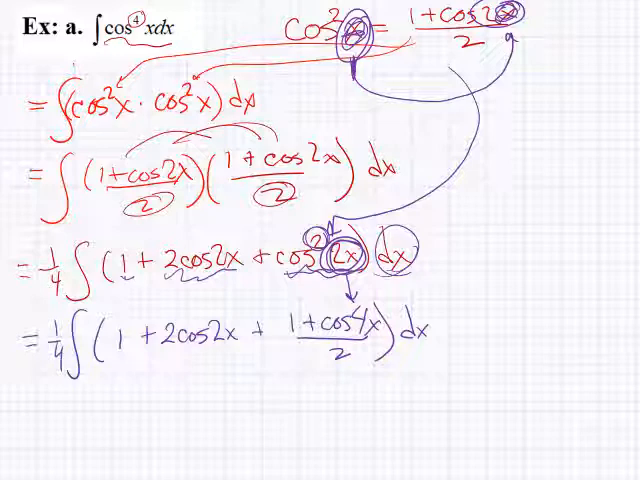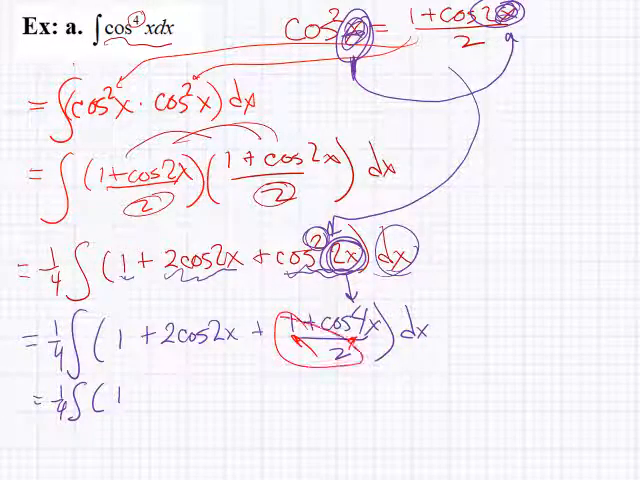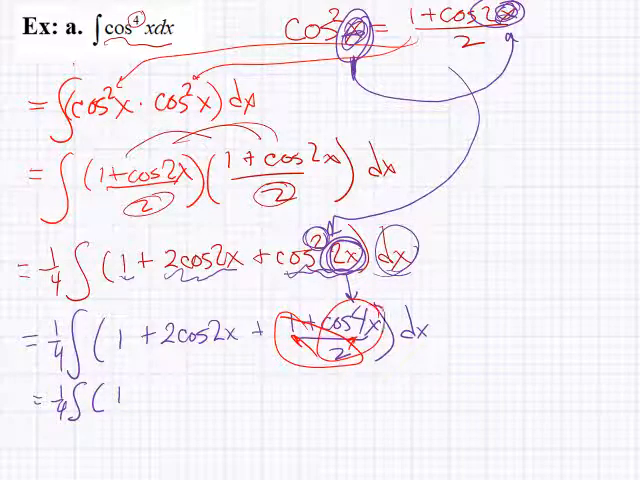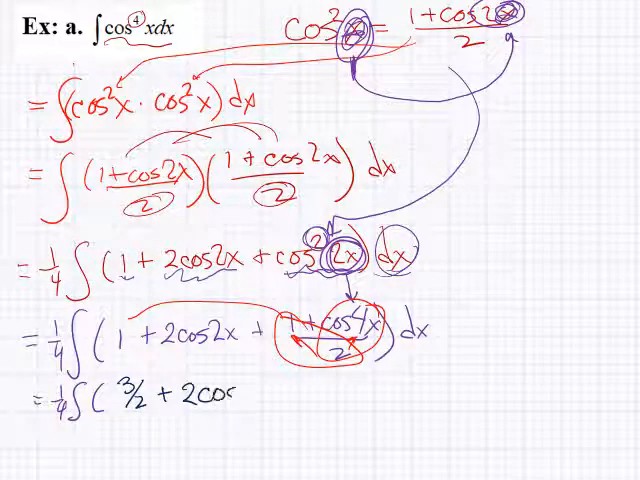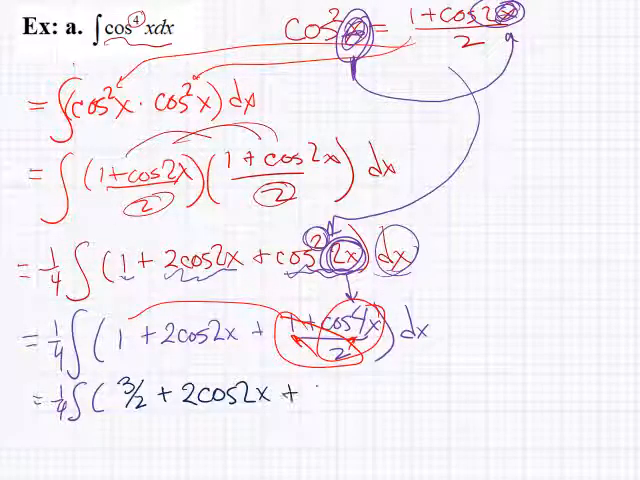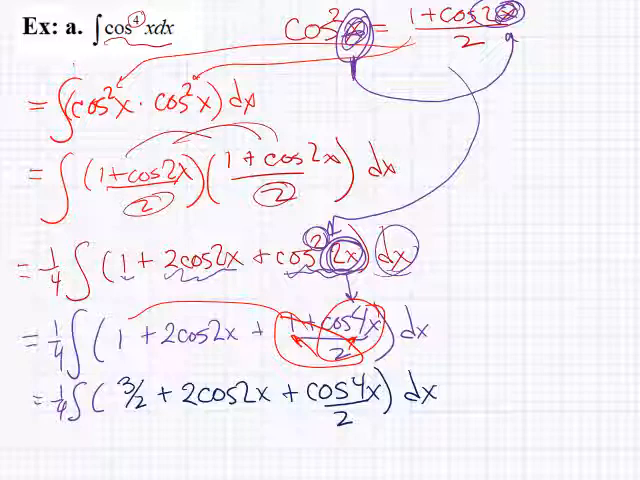All right, almost there. One more step and we're ready to integrate. So I'm going to write this as 1/4 times the integral of 1 plus, I'm going to split this fraction apart into 1/2 and cosine 4x over 2. Well, the 1/2 and the 1 can come together. And I'm going to write this now as 3/2 plus 2 cosine 2x plus cosine 4x over 2 dx. And now I'm ready to integrate.